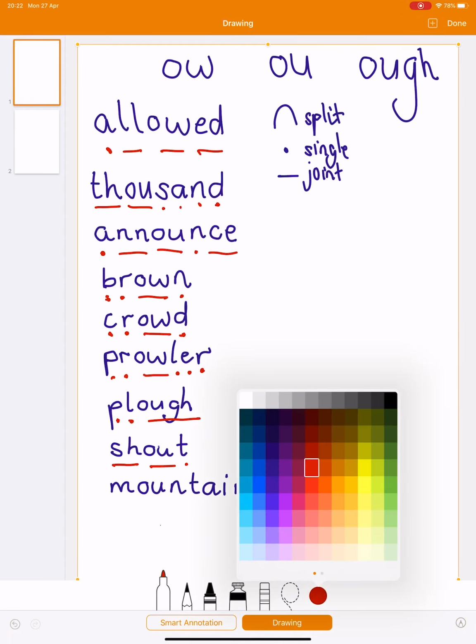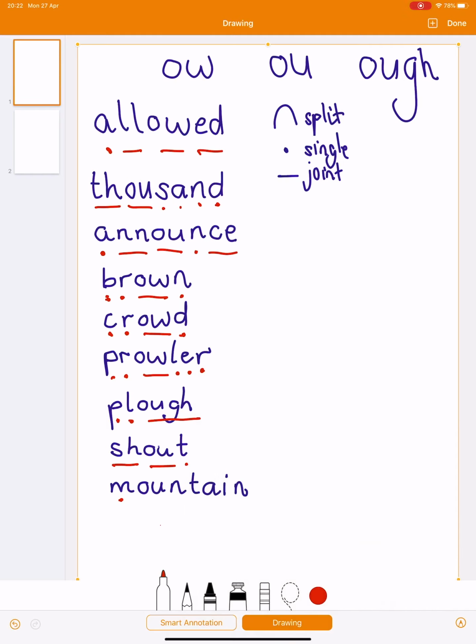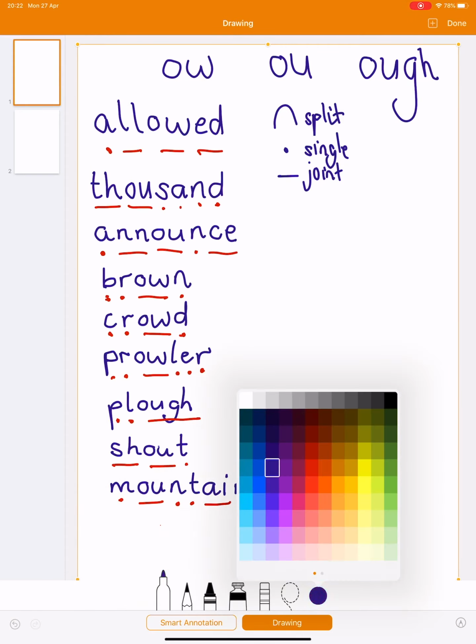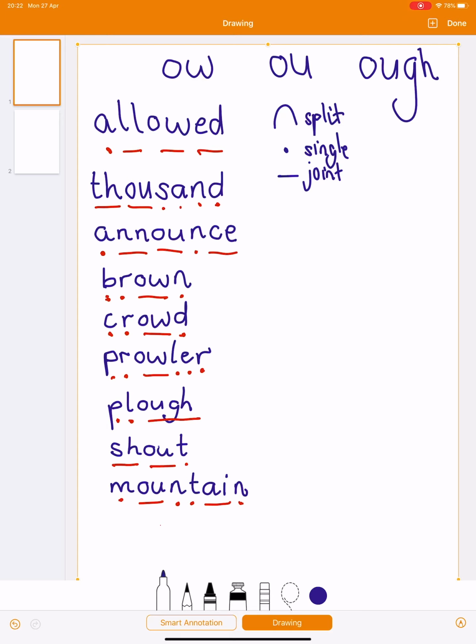We have a single M, a joint O, a single T, an A sound made with AI, and a single N at the end. Right, room for one last one, and we'll have however. If I said, it is very sunny today, however not as sunny as yesterday. However, so stop the video.